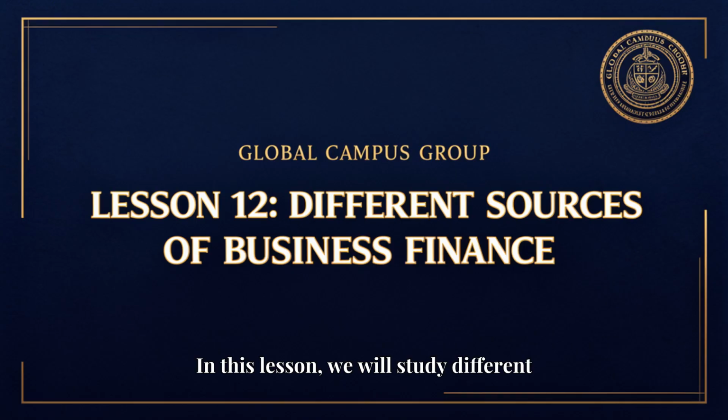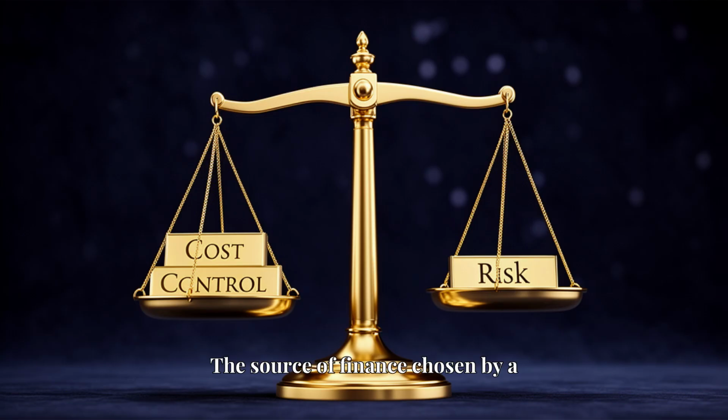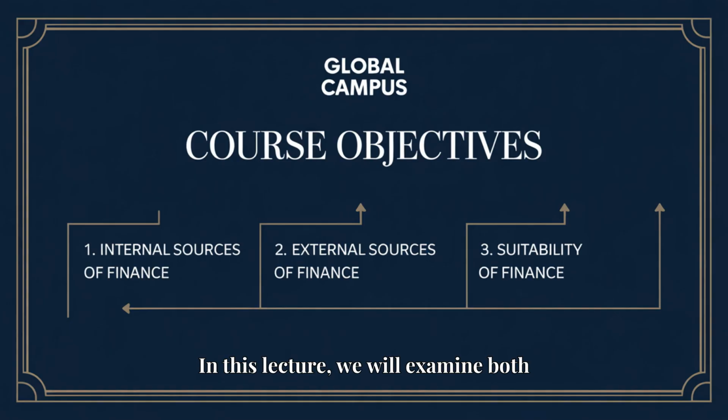In this lesson, we will study different sources of business finance. This is a very important part of Unit 3 because every business needs money to start, operate, survive, and grow. The source of finance chosen by a business can affect cost, control, risk, flexibility, and long-term stability. In this lecture, we will examine both internal and external sources of finance. We will also consider their advantages and disadvantages, both in the short term and in the long term.